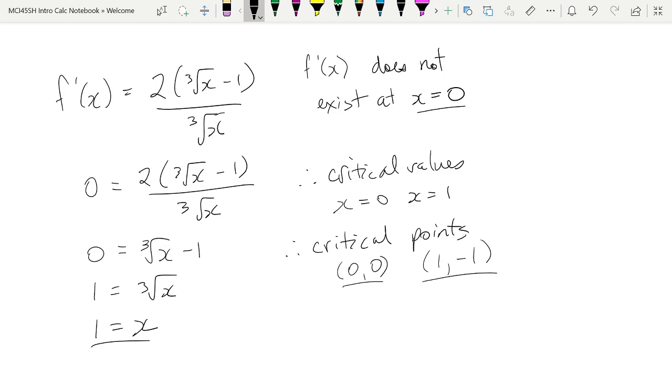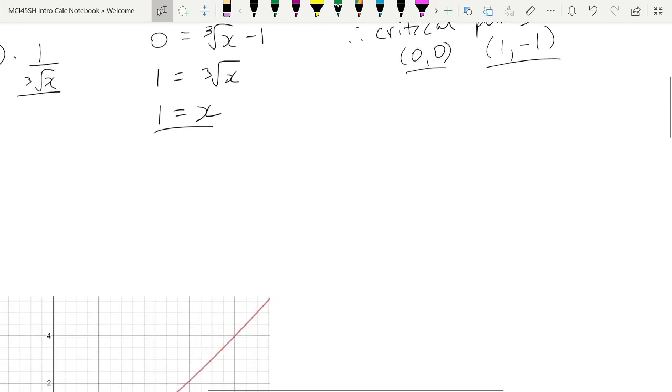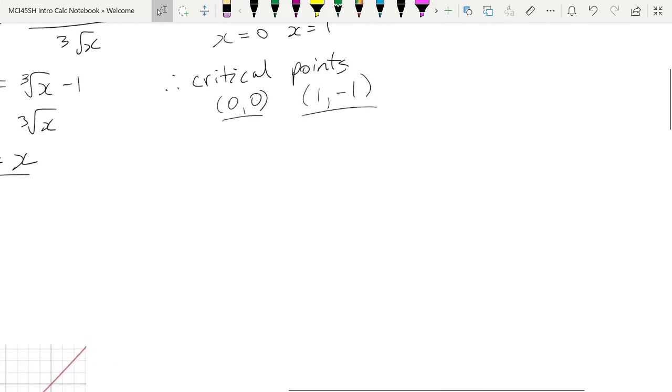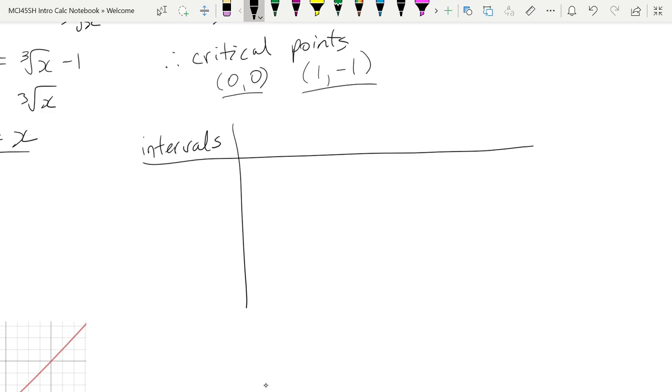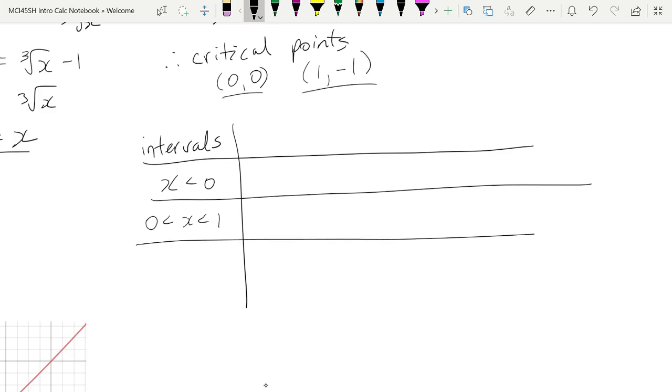Okay, now, are those points local maxima or local minima? Well, I don't know. I'm going to figure that out by making an interval diagram. And again, I already have a graph of what this looks like, so let's not peek. So for my interval diagram, or interval chart, whatever you want to call it, my furthest left critical number is when x is 0. So what's happening to the left of 0? What's happening between 0 and 1, which is my next point? And then what's happening after 1? So there are the 3 intervals I'd like to look at.